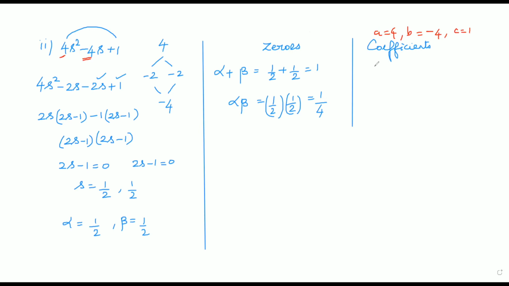And now let's use the formula for the coefficients. So alpha plus beta is minus b by a, which is minus of minus 4 by 4, equals 1. Alpha beta formula is c by a, which is equal to 1 by 4. Hence, verified. Next question. Question number 3.